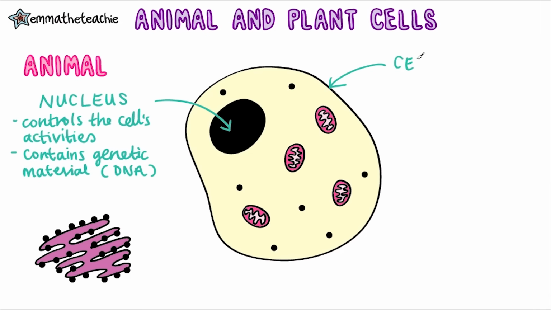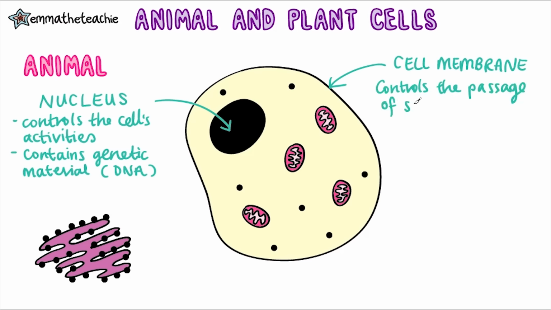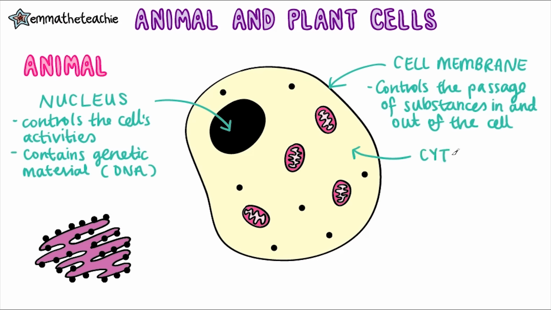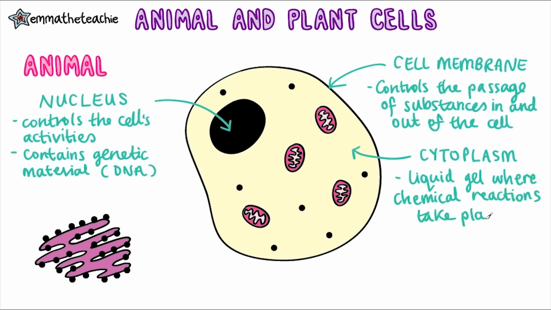On the outside of the cell is the cell membrane. This is responsible for controlling the passage of substances in and out of the cell. So that's things like glucose and water. Down here, we've got the cytoplasm. This is a liquid gel that fills up the entire cell, and it's where chemical reactions occur. So make sure you learn chemical reactions happen there.